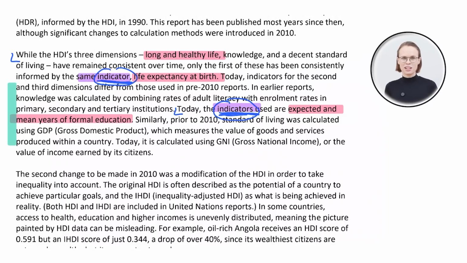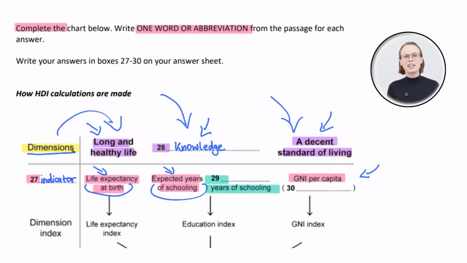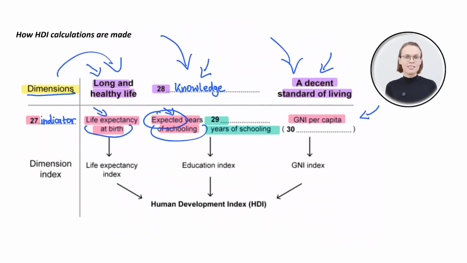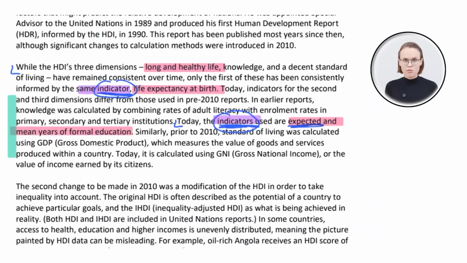In earlier reports, knowledge was calculated by combining rates of adult literacy with enrollment rates in primary, secondary, and tertiary institutions. Today, the indicators used are expected and mean years of formal education. We can see the word expected in the chart, right? Here it says expected years of schooling. And here is an arrow that leads to education index.